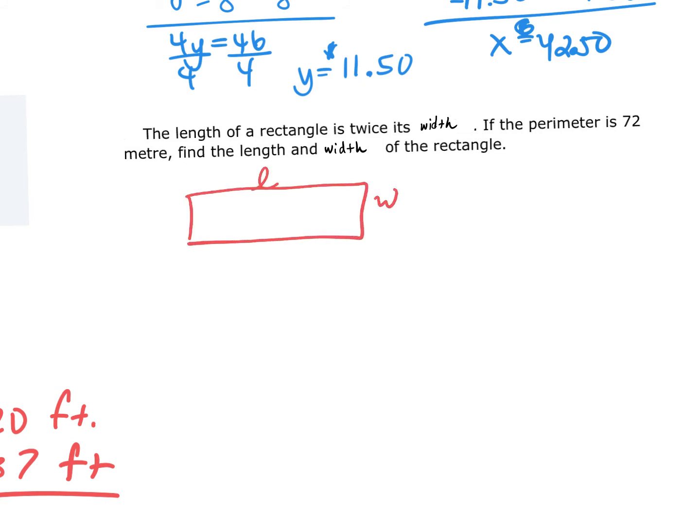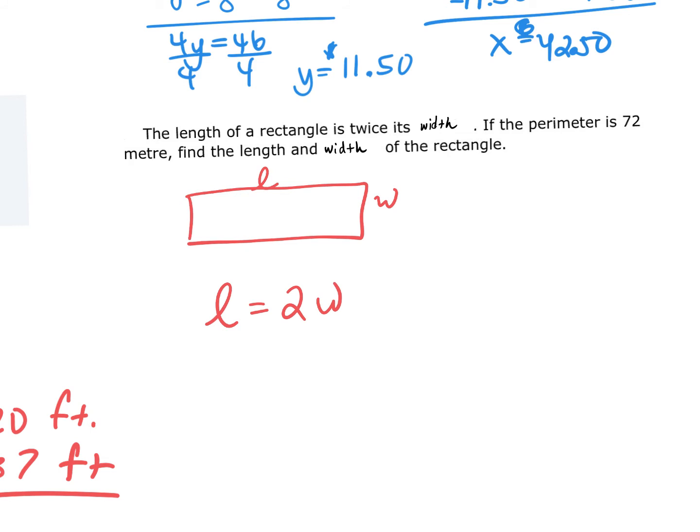Length and width. Read the first sentence. It tells you the first equation. The length of a rectangle, that means L, is, what does the word is mean? Equals. How do you write twice the width? 2W, or Y, whatever you use. If you want to use X and Y, that's fine.